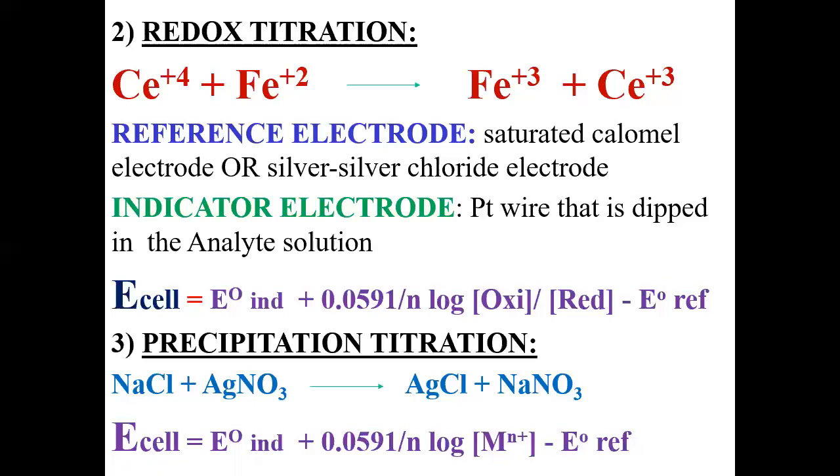And dear students, the reference electrode used here is usually the saturated calomel electrode or silver chloride electrode, and as the indicator electrode we generally use the silver wire that is dipped in the analyzed solution. So this is the third type of potentiometric titration, called precipitation titration. And the last type is the complexometric titration.